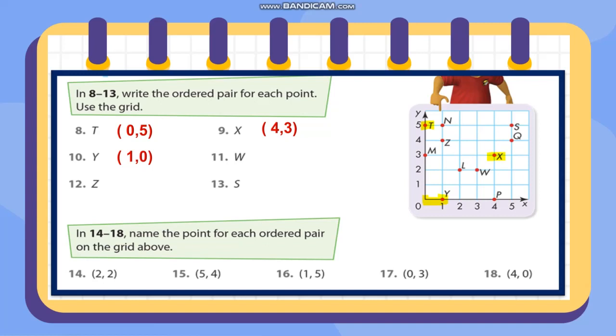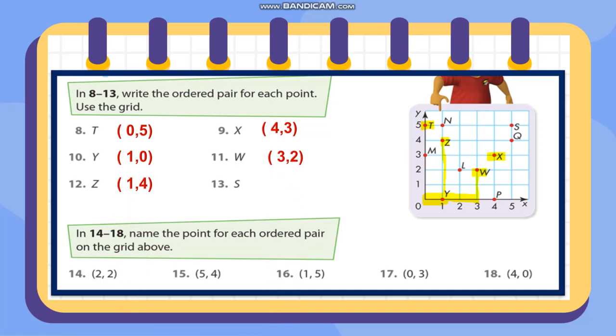Okay, next, W. W is this one. So from the point of origin going to the right, we have 3, then going up 2 times, so 3, 2, the ordered pair. Next, letter Z. Letter Z is this one. So from the point of origin, move 1, then 1, 2, 3, 4, so 1 and 4.